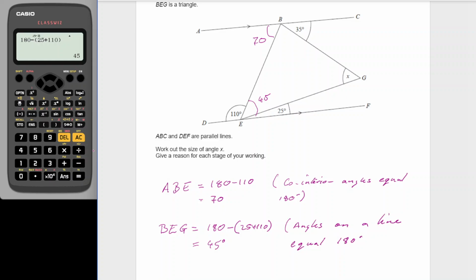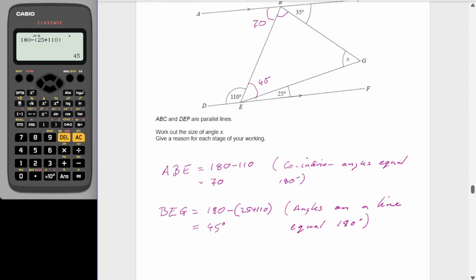180 degrees. Right, I can also use the same process to work out that angle there. So angles along a line. So I'm going to say that EBG is equal to 180 minus 70 plus 35. So that adds up to 110. So that's 75 degrees. And then as above, same reason. And then that leaves me with 75 degrees there.